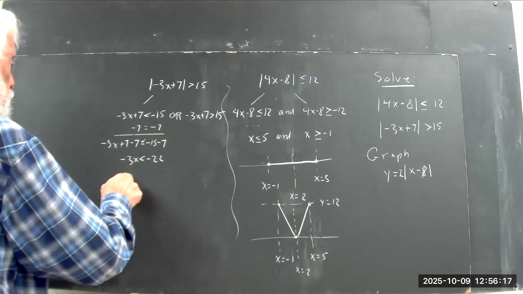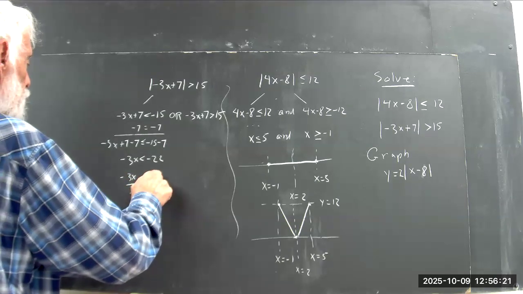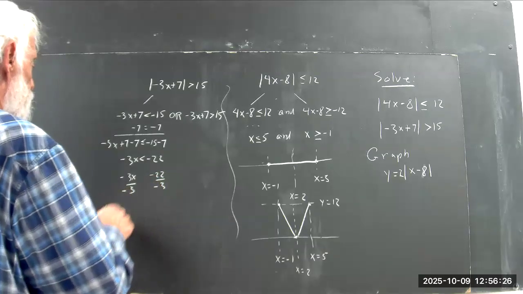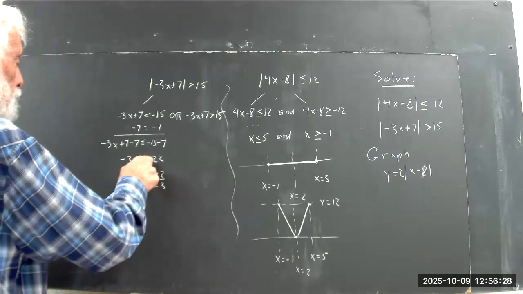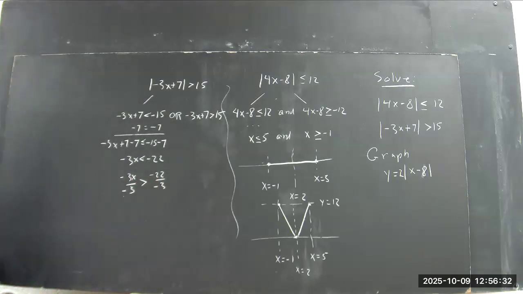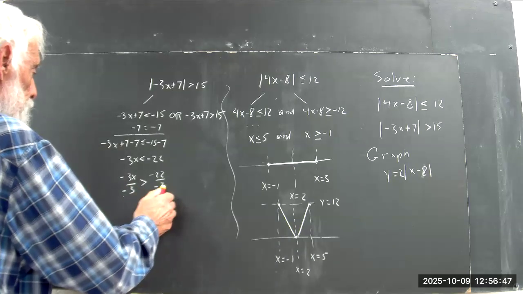So what are we going to do? We're going to divide -3x by 3. And we're going to divide -22 by -3, sorry. And since we're dividing by a negative, we have to reverse the inequality. You might think about why that is. That's a hard and fast rule. So one way inequalities differ from equalities: an inequality differs from an equation in that if you multiply or divide by a negative, the inequality reverses.